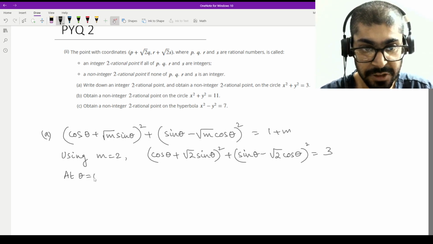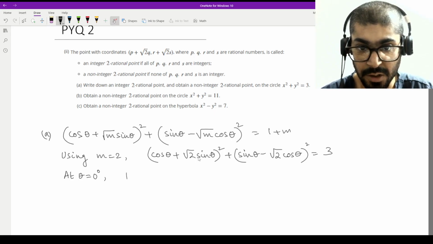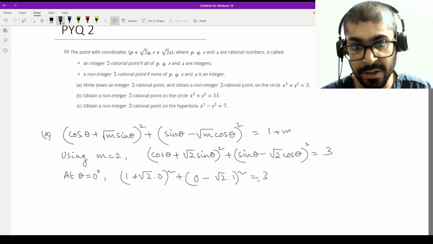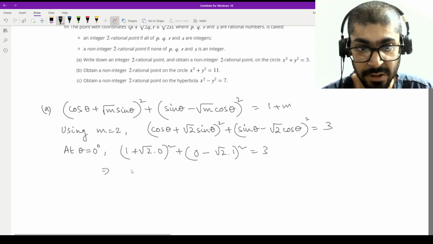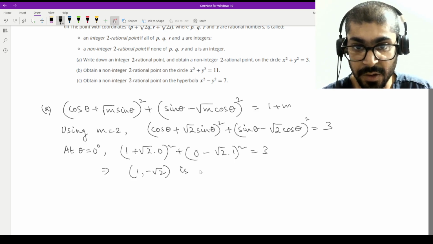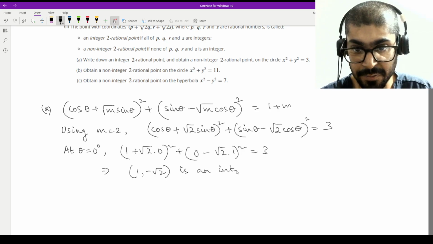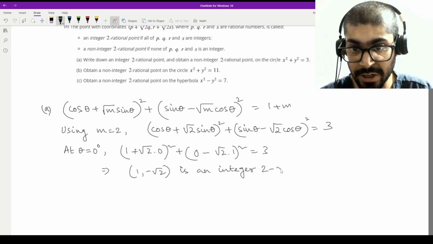At theta equal to 0 degrees, cos 0 is 1, so we have 1 plus root 2 into 0 whole square plus sine 0, which is 0, minus root 2 into 1 whole square equal to 3, which means 1 comma minus root 2 is an integer two rational point.